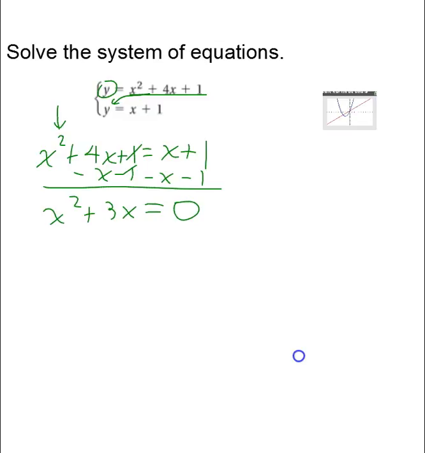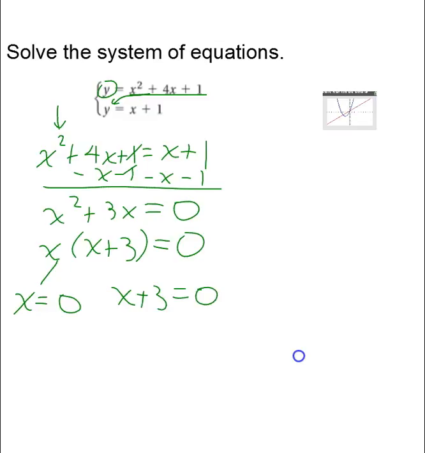Then I try and factor. Well, what's the first type of factoring? GCF. Is there anything I can take out of these two terms? Yeah, I can take out an x. Then I get x times x plus 3 equals 0. Well, by factoring equaling 0, I know either the first factor equals 0 or the second factor equals 0. So if the first factor is 0, well, that's one of the answers, and the other one is x equals -3.